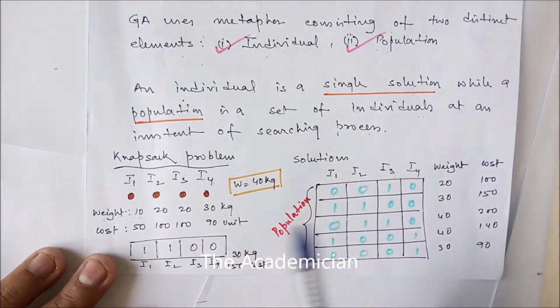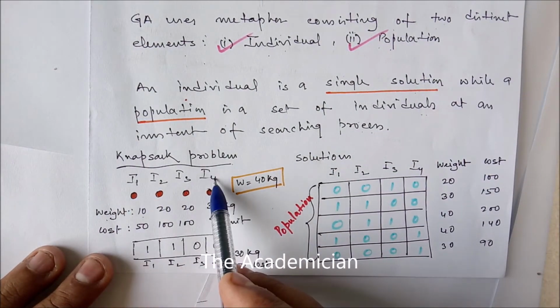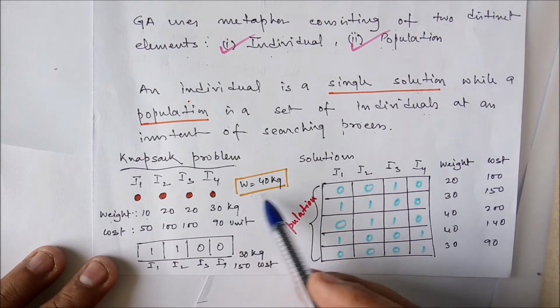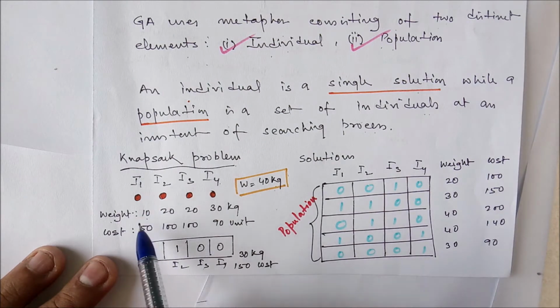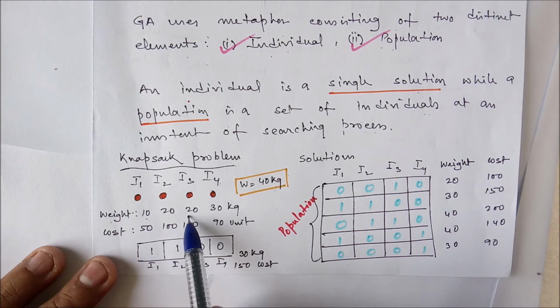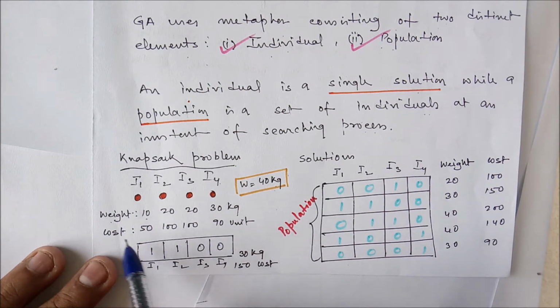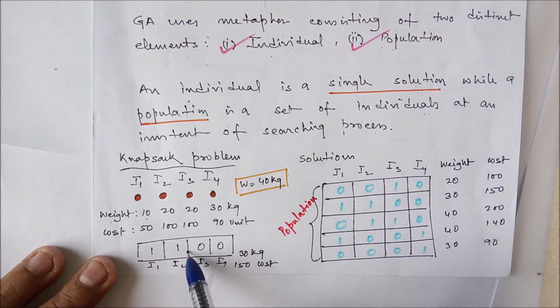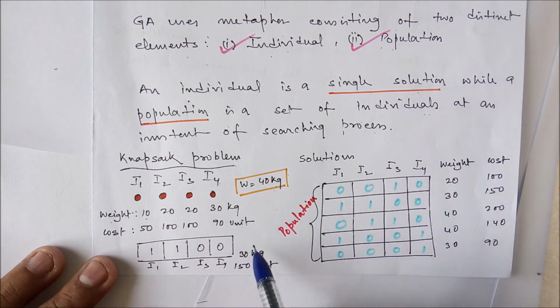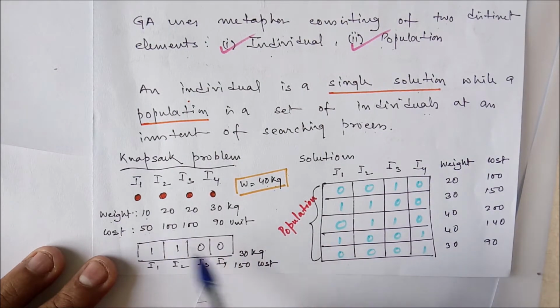We have seen the knapsack problem where 4 items are there, and at a time the knapsack can carry 40 kilograms, not more than 40 kilograms. This is the constraint. The weights are 10, 20, 20, 30 kilograms, and the costs are 50, 100, 190 units. Definitely we can select item 1 and item 2. In that case the total weight will be 30, less than 40 kilograms, and the total cost will be 50 plus 100, that is 150.